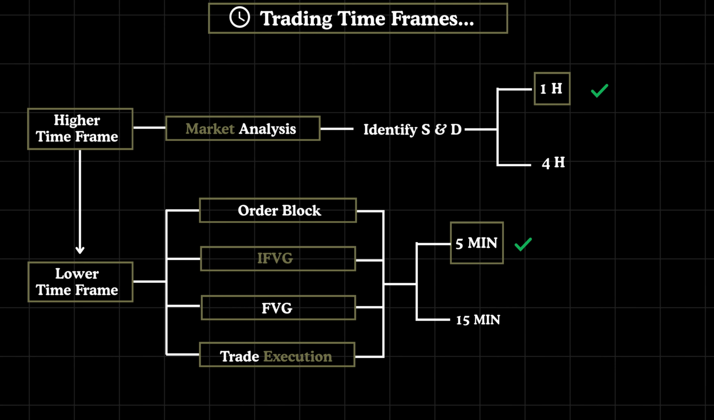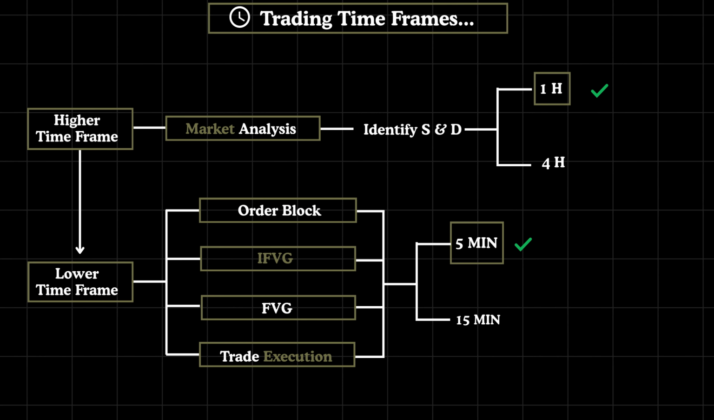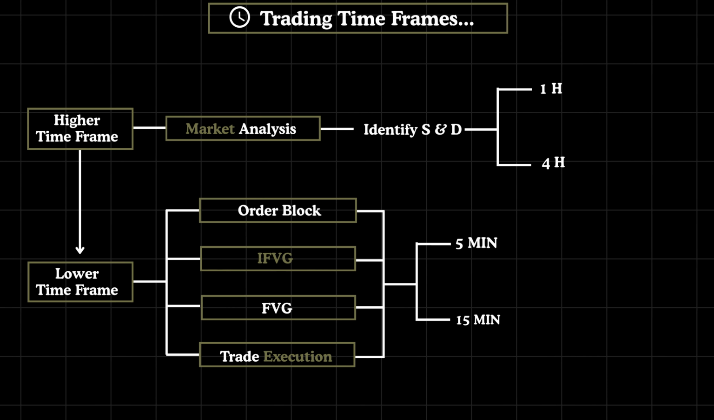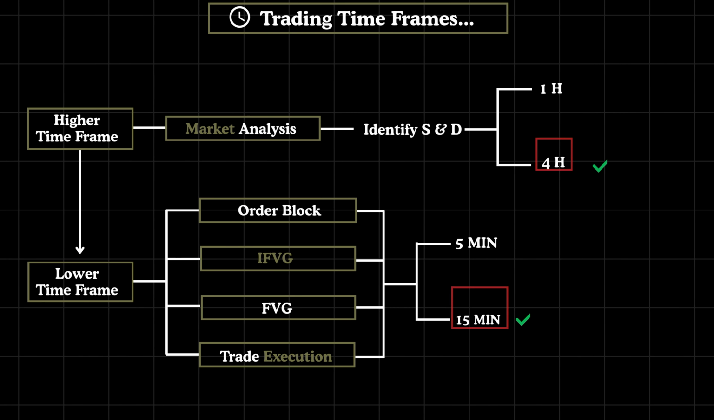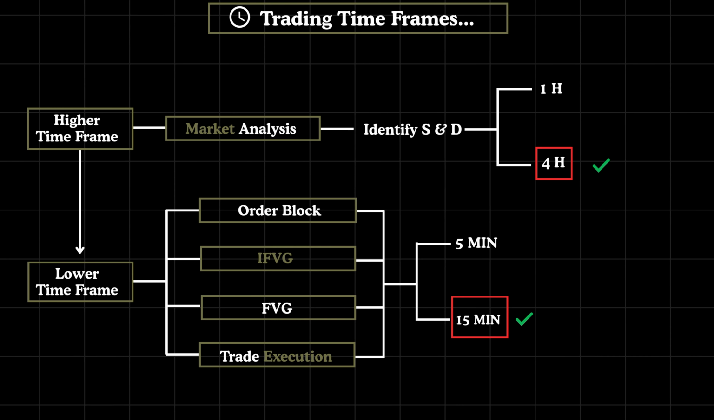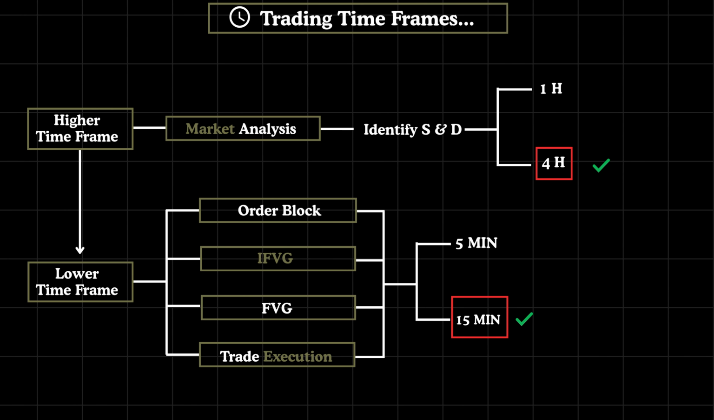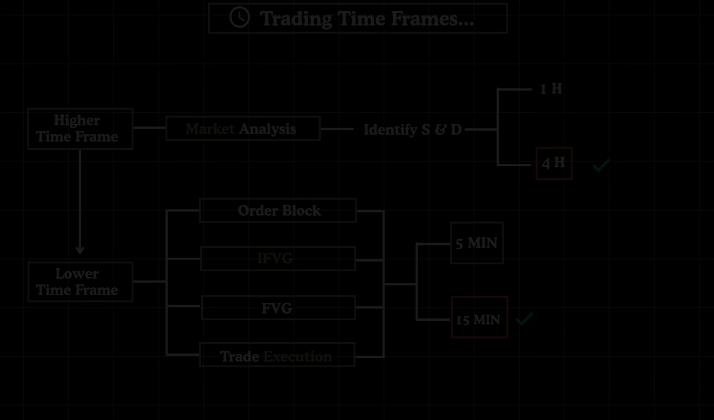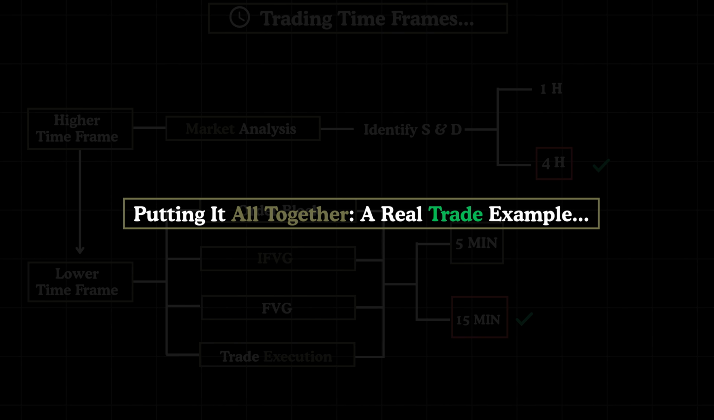However, keep in mind that zones formed on the 4-hour tend to be more reliable and carry higher quality. So, if you choose to use the 4-hour time frame for identifying supply and demand, then your confirmation and entry should come from the 15-minute chart instead. Now, let's bring everything together and walk through an actual trade example on a live chart.